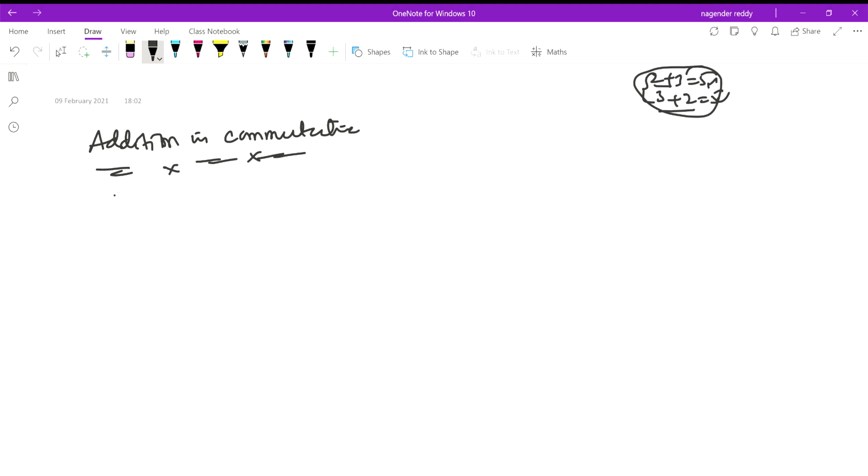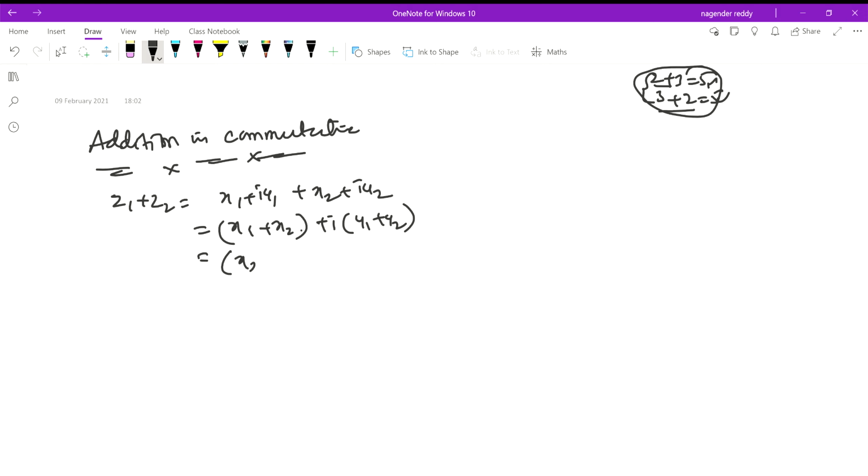So that property we will use, I'll explain here. For example, z1 plus z2 is x1 plus iy1 plus x2 plus iy2. So I add x1 plus x2 plus, if you take i common, y1 plus y2. Since x1, y1, x2, y2, all four are real numbers, 2 plus 3 is equal to 3 plus 2. Like that I can exchange: x2 plus x1 plus i into y2 plus y1.